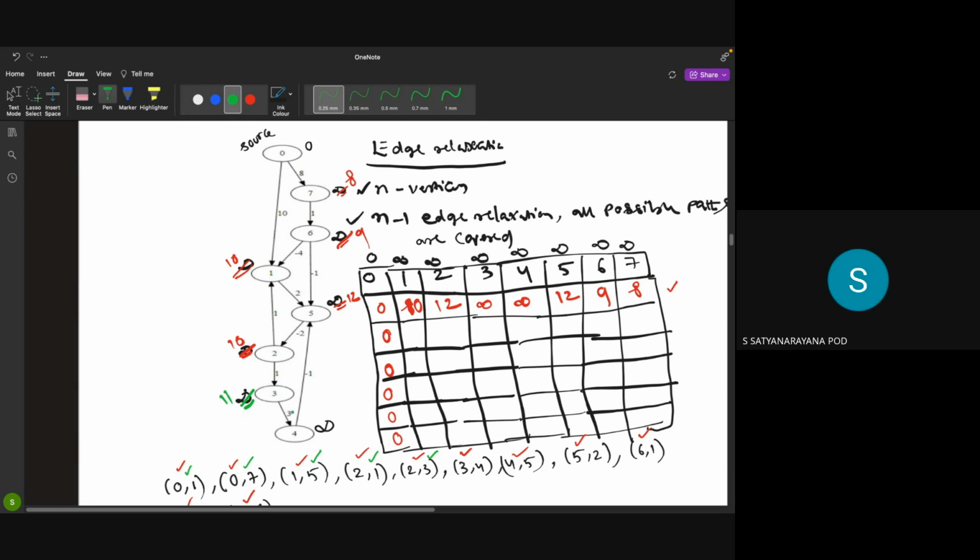Next one. 3 to 4. We have a 3 and 4. So already 11 is there. It's a 3. So it contains 14. So 14 is updated. So 3 to 4 is done.